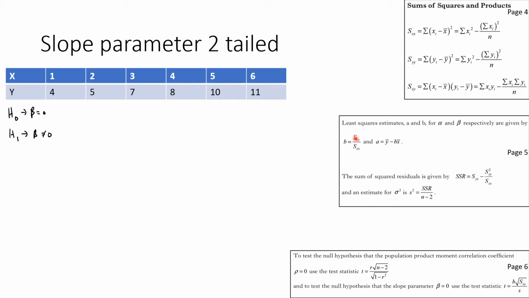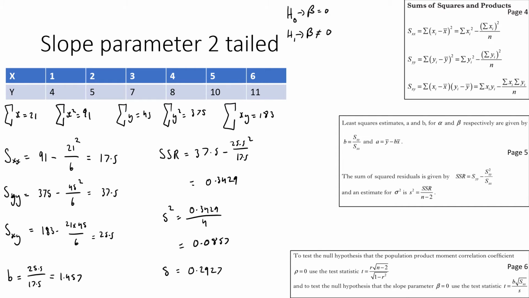So what do we need for that? We need b. To get b, we need Sxy and S double x. And then we need s as well, which requires SSR, and SSR requires S double y, S double x, and Sxy. So I've already covered how to calculate these in lesson 16. So we'll skip straight on to actually calculating the test statistic.